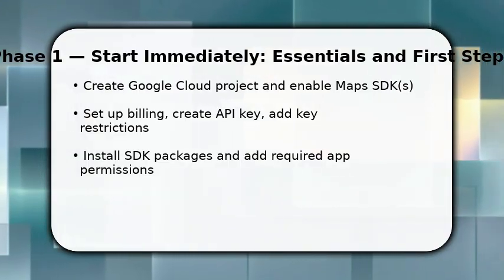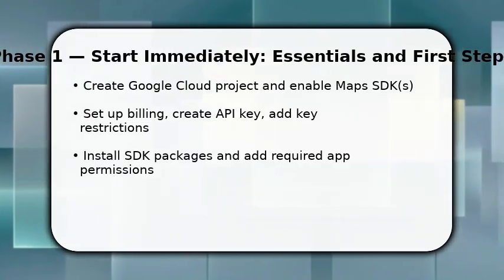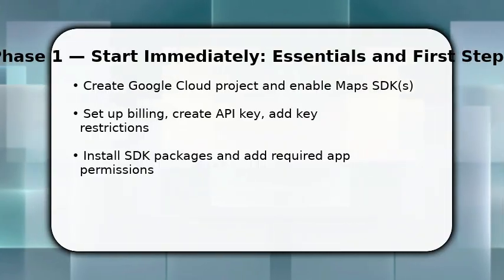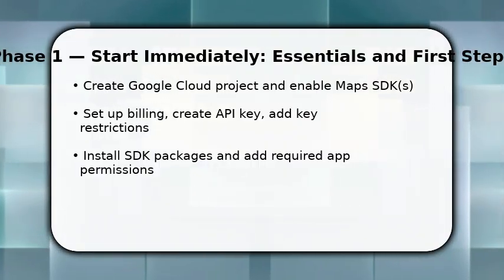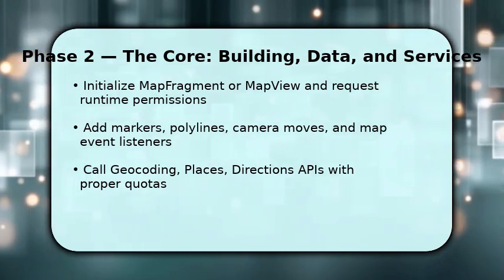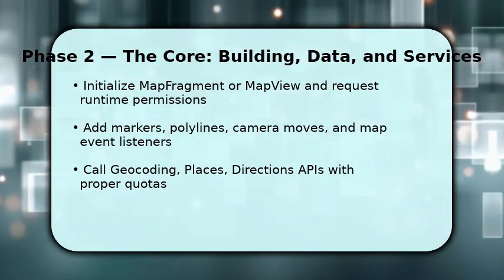Next, install the SDK package into your app and declare location and internet permissions in the manifest. Now you're ready to initialize the map component in code and move to implementation. You'll initialize map fragment or map view and request runtime location permissions. If a permission is denied, explain why and prompt again.